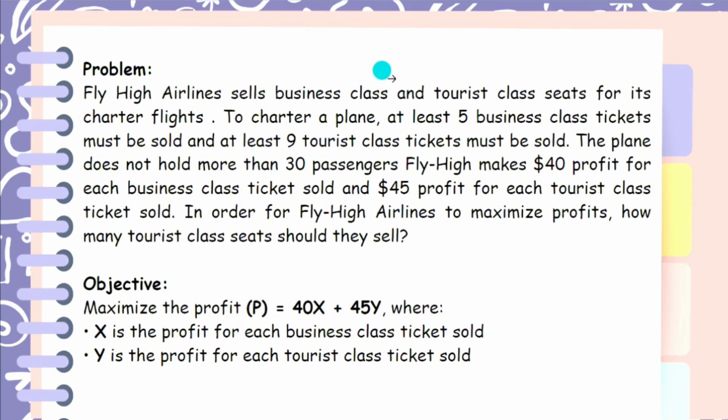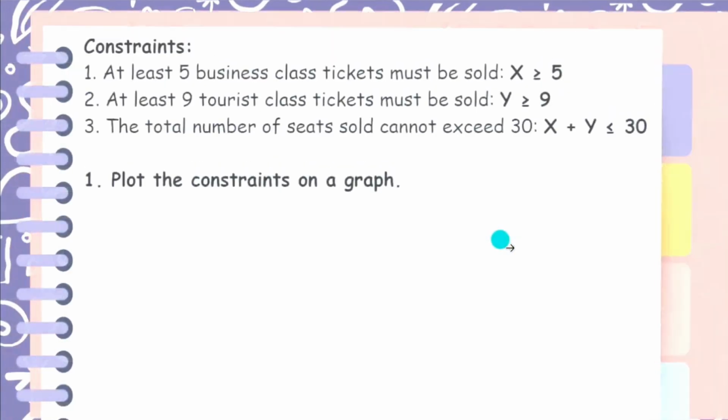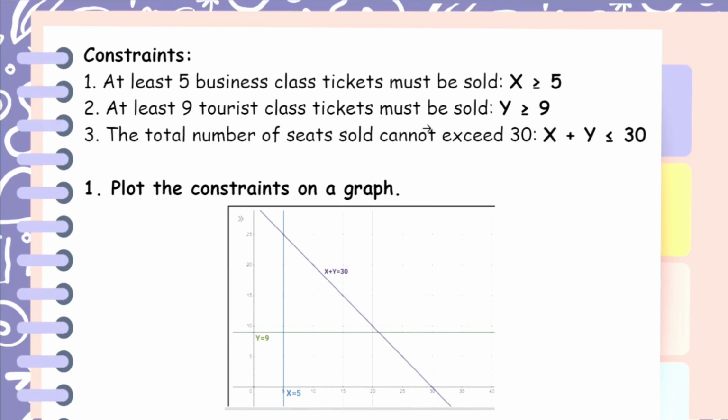So our objective function is the function for what is asked in the problem, and in the problem we have to maximize the profit. Therefore, our objective function is P, which represents the profit, equals 40x plus 45y, where 40 comes from the 40 profit for each business class ticket sold, while the 45 comes from the 45 profit for each tourist class ticket sold. Next are the constraints. Constraints are the conditions that limit the feasible solutions in the LPP.